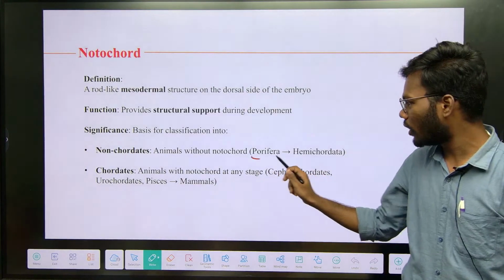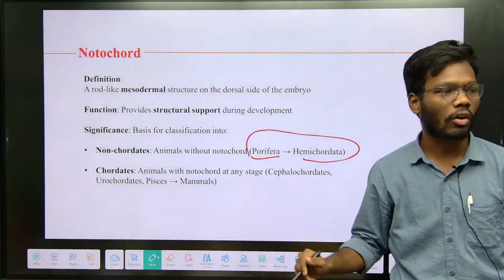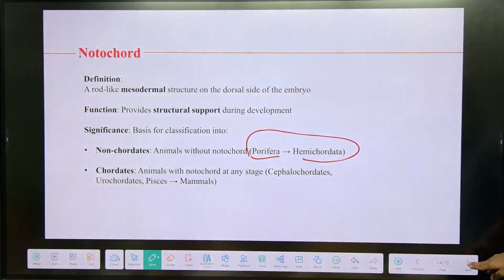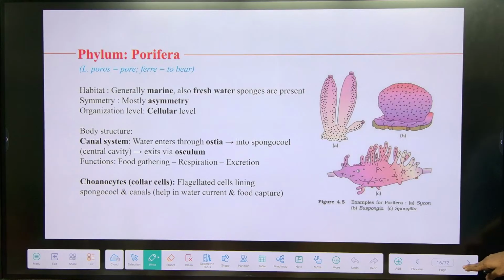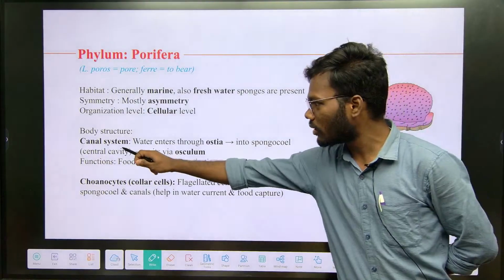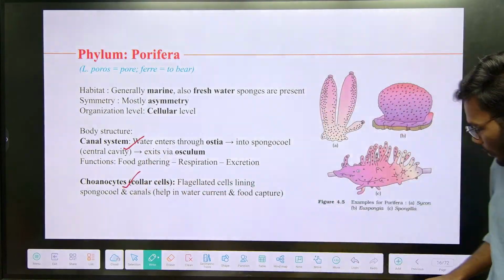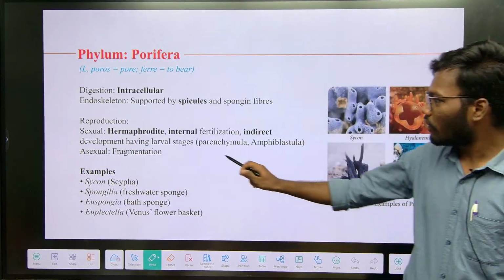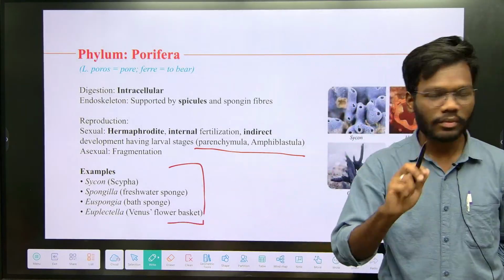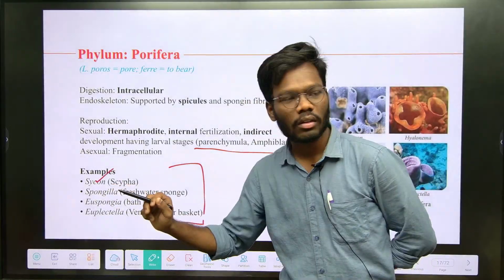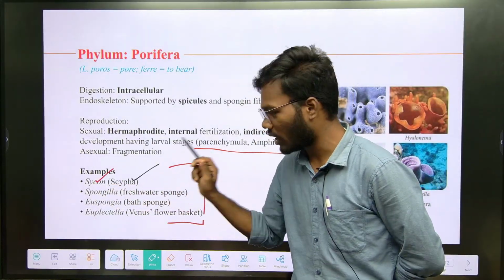This morning someone asked: Porifera to Hemichordata, all are non-chordates, right? So, this is all about the basics of classification. Coming to Porifera, the main important system is the canal system. You have to remember choanocytes and larval forms. A very important thing is examples. They will ask scientific names and common names.